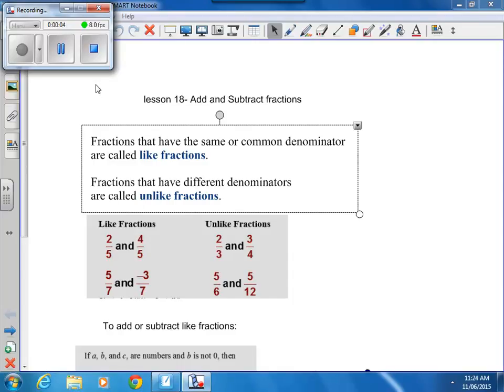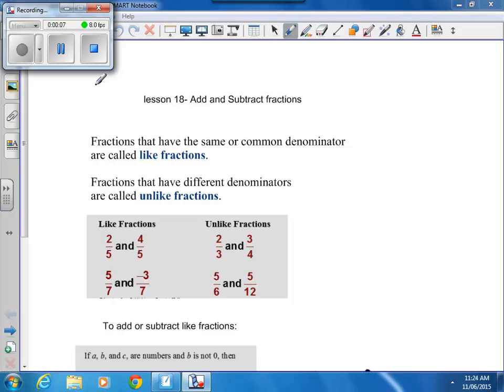Lesson 18, add and subtract fractions. From what I can see, adding and subtracting fractions is where some people tend to go astray in terms of having their rules in order of what they're allowed to do and not allowed to do when they're operating on fractions. So I really hope to clarify this and help you out. So let's get started with some vocabulary.